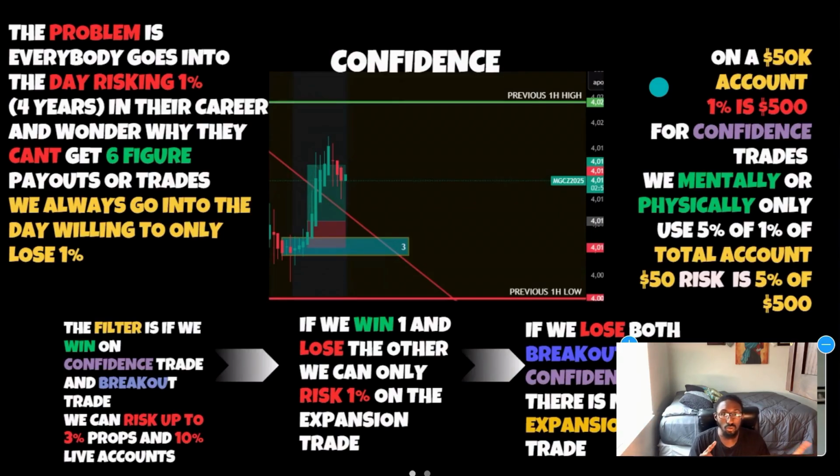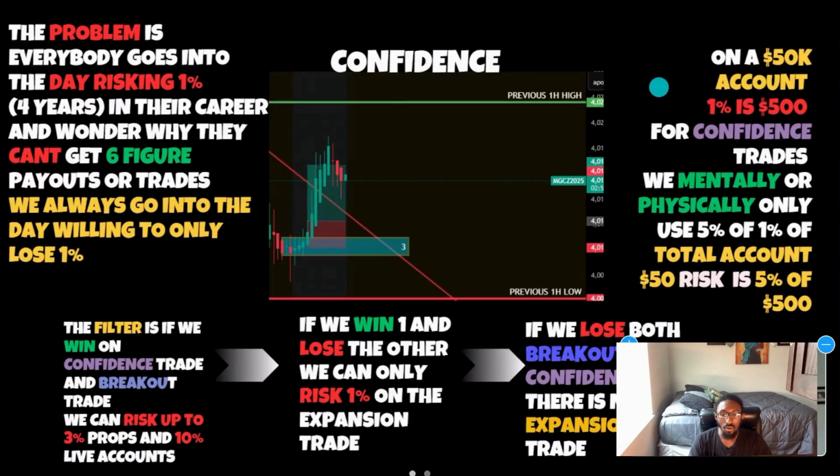If we lose one trade and we win the other, then we're not risking over 1%. We're not leveraging over 1%. If we lose both breakout and the confidence, there is no expansion. If we lose 2 trades in a row, we're not taking a third. If we lose one of the other first 2 trades, we'll take a third. If we win both of the first 2 trades, we're going to take some of those base points from earlier in the video and we'll add it to this trade that will pay us in our sleep.